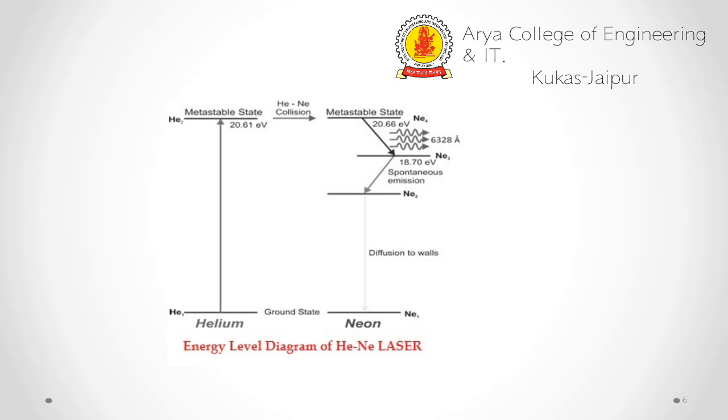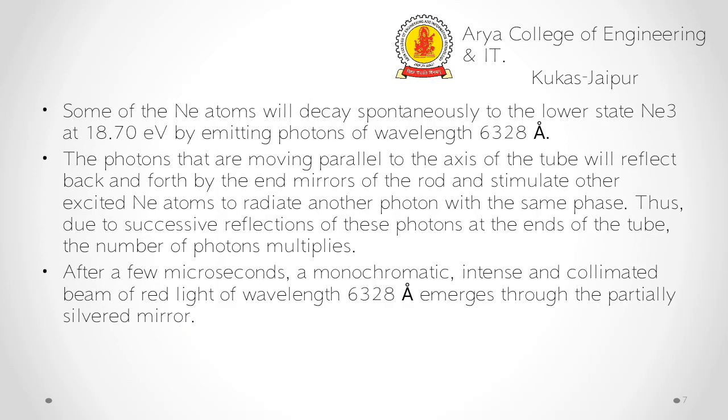This is the energy level diagram of the helium neon laser, in which the left hand side shows the energy level diagram of helium and the right hand side shows the energy level diagram of neon. Some of the neon atoms will decay spontaneously to the lower state Ne3 at 18.70 electron volt by emitting a photon of wavelength 6328 angstrom unit.